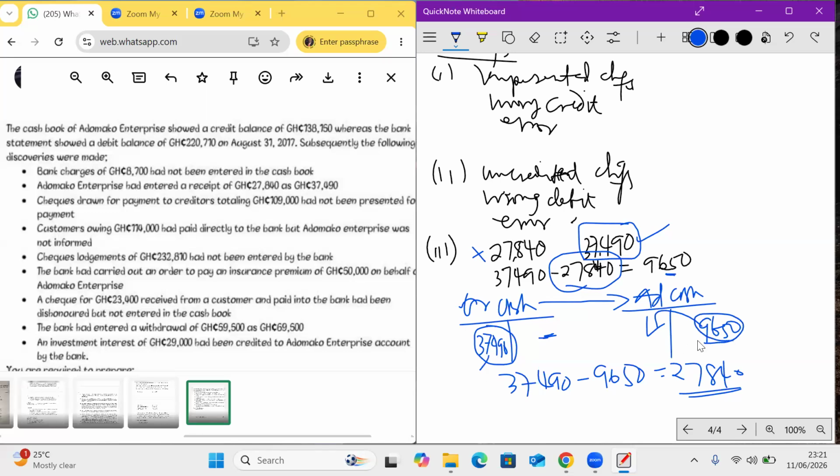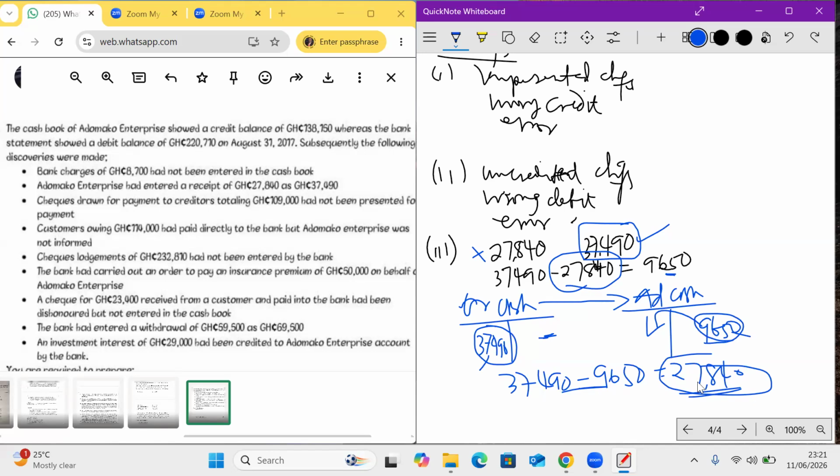So we've debited here, we've credited there. When we put it on the credit side, we're going to subtract. If you come and put it on the debit side, we're going to add it to this, which is wrong. So when you put it on the credit side, we'll subtract the 9,650 from the 37,490, and we'll have the difference of 27,840. That is what the question said we should arrive at.